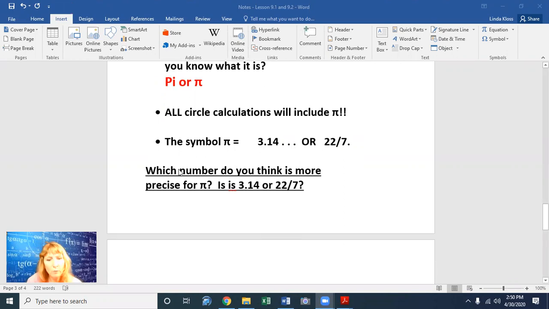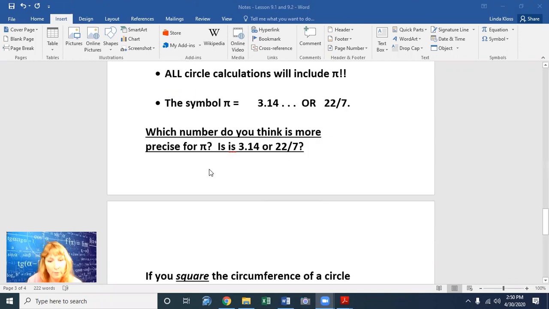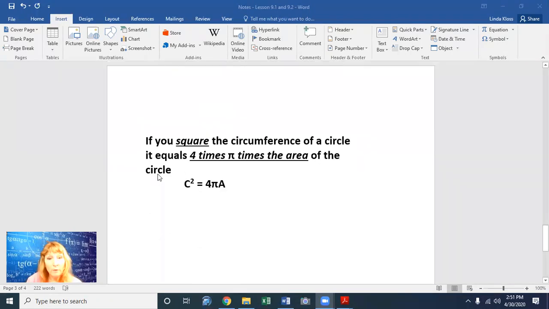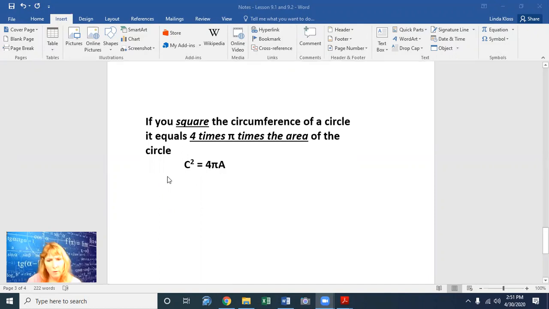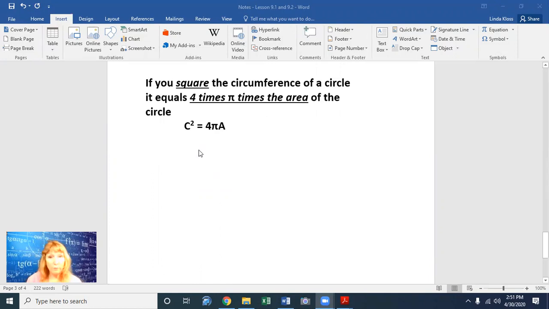Now, which number do you think is more precise for pi? Is it 3.14 or is it 22/7? Well, 22/7 is actually more accurate than 3.14. So you'll be using both when you do your homework. So one other little tidbit of information: if you square the circumference of a circle, it equals 4 times pi times the area of the circle. So here's circumference, square it. That's the same as 4 times pi times the area. So that's just a little bit of information for you. Now I would like to go through some of the problems from the book. So we're going to do that.